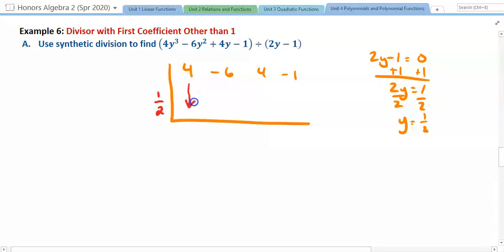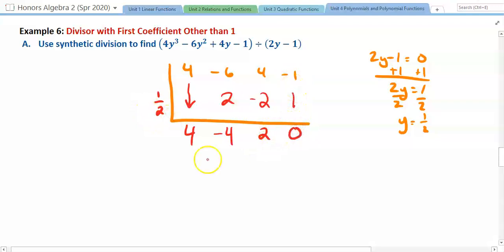So remember, the 4 is going to drop straight through first. So there's the 4. 1/2 times 4 is 2. Negative 6 plus 2 is negative 4. Half of negative 4 is negative 2. 4 plus negative 2 is 2. Half of 2 is 1. Negative 1 plus 1 is 0.